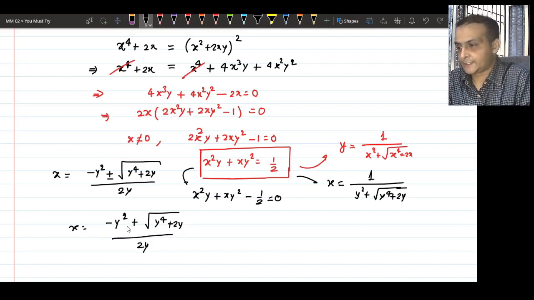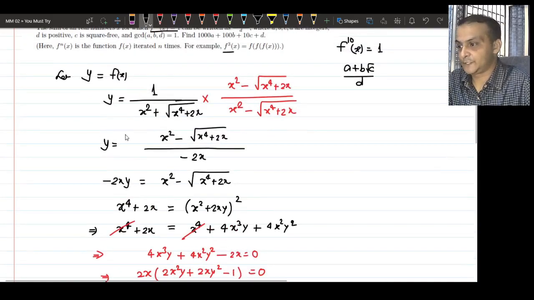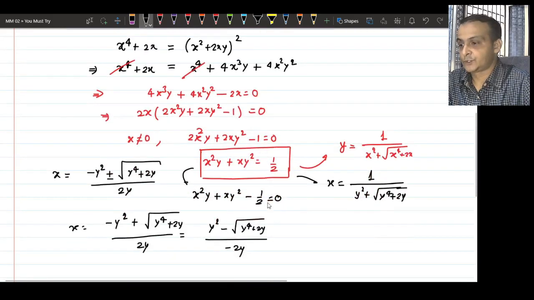And you can guess that it is the same as where we started. Why so? Because if I multiply the numerator and denominator with a negative sign, I will get y squared minus square root of y to the power 4 plus 2y, divided by negative 2y. And this is exactly of this structure: x squared minus square root of x to the power 4 plus 2x, divided by negative 2x. So this is actually a function of y. Let's call it g(y).